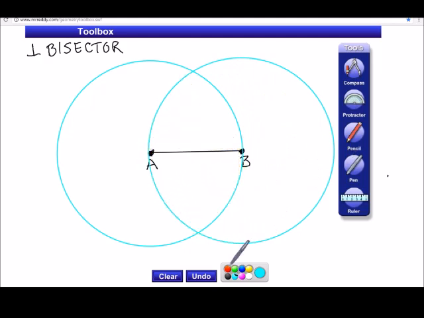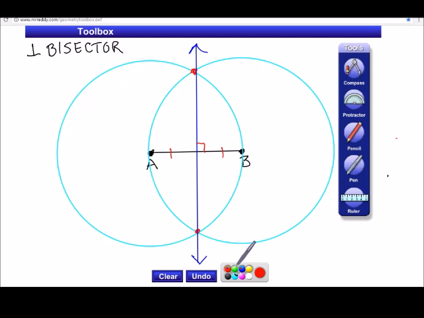and then what do I end up with? I end up with 2 intersection points that will let me connect, and I now have a perpendicular bisector. It is perpendicular and it bisects my segment.